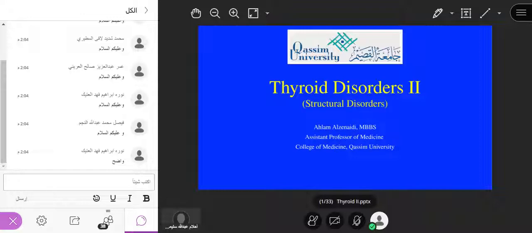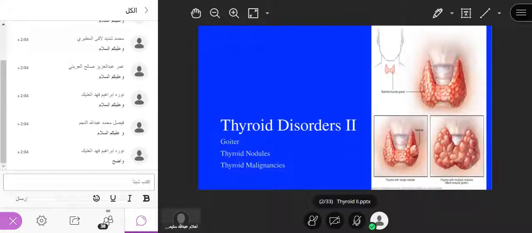Right. So today we'll cover, inshallah, structural disorders. We finished yesterday the functional disorders, with hypo, hyper, or even inflammation. The structural disorders can be goiter, thyroid nodules, and at the end we'll cover just a few information about thyroid cancer.